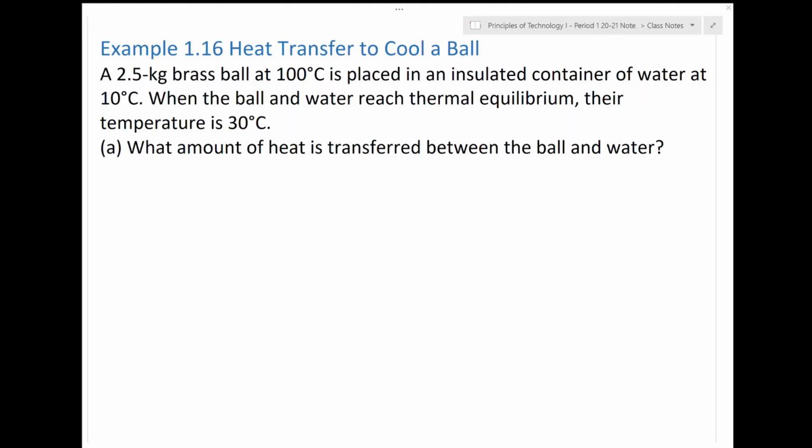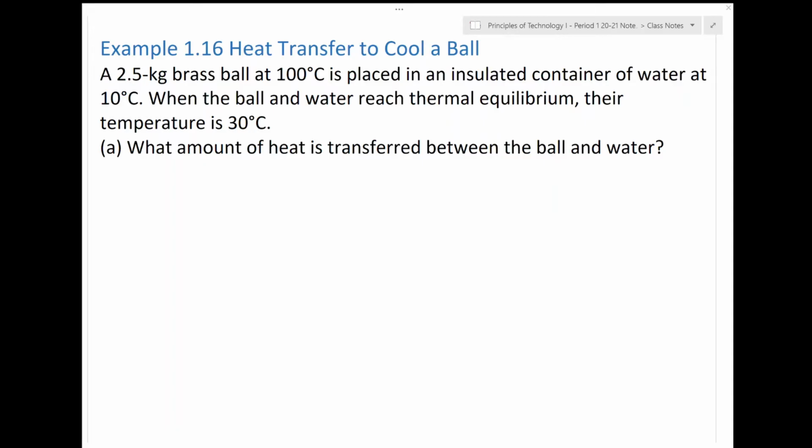Example 1.16 says, a 2.5 kilogram brass ball at 100 degrees Celsius is placed in an insulated container of water at 10 degrees Celsius. When the ball and water reach thermal equilibrium, their temperature is 30 degrees Celsius. What amount of heat is transferred between the ball and the water?